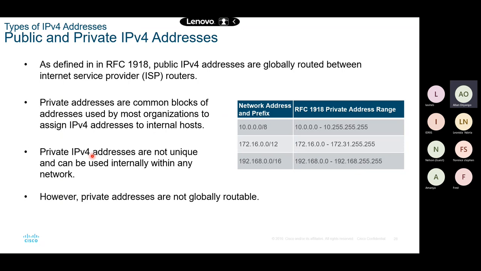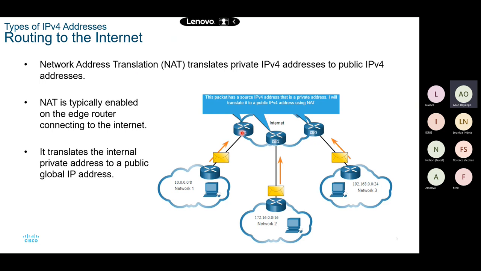So the private ones, they are not allowed anywhere within the internet, those private IPs. So here's the NAT that I was talking about. This will be our NAT routers, and they are able to translate public to private, and private back to public. And that is something, of course, we'll learn about later on.